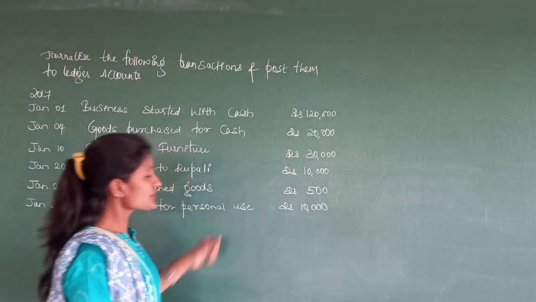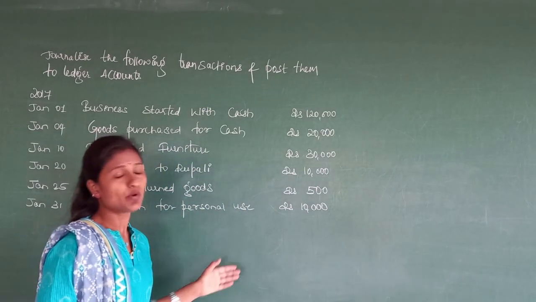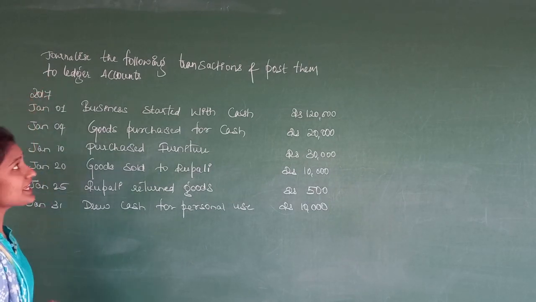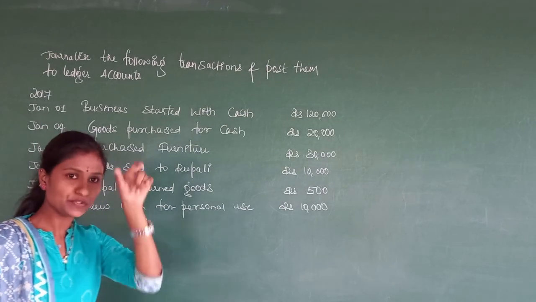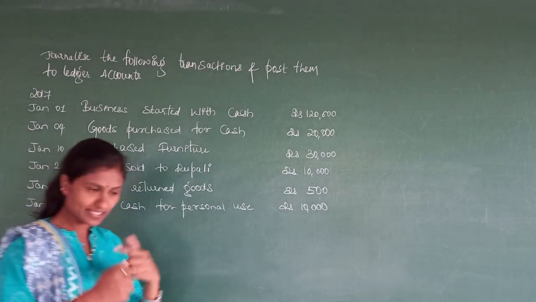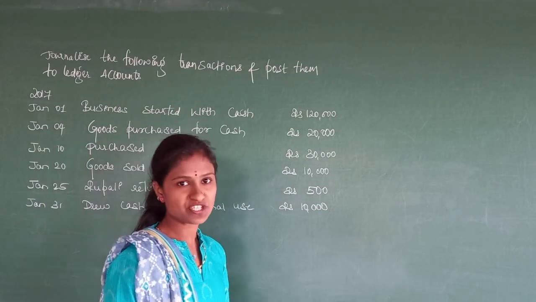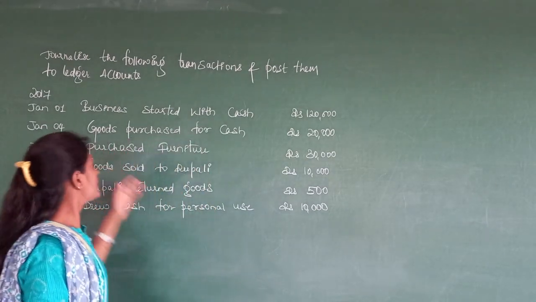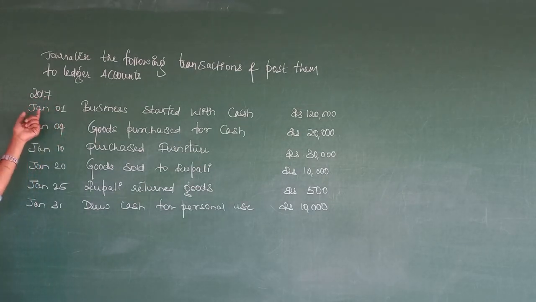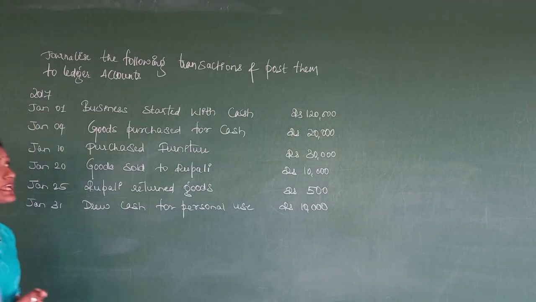First of all, we read the transactions, what all the transactions are, then we will go for the journal entries. Again I am reading it: journalize the following transactions. First of all you need to journalize it and post them to the ledger account. Next we are going to go for posting it to a ledger account. The transactions are of January 2017.